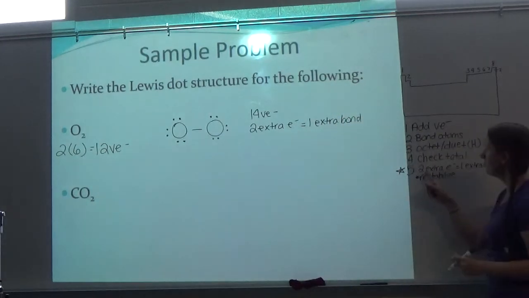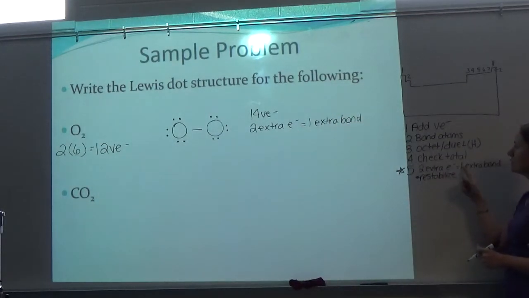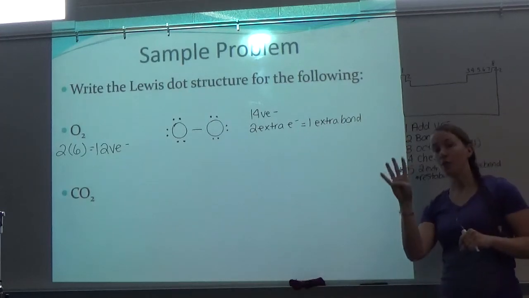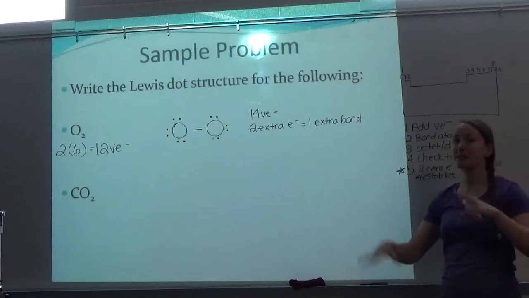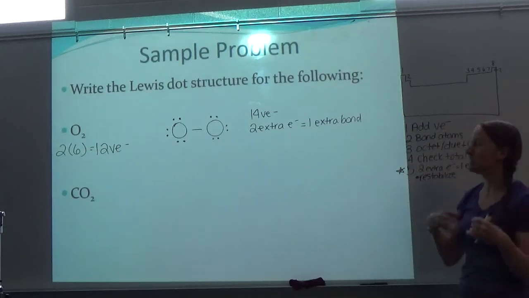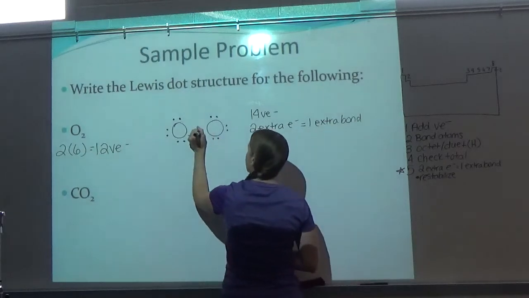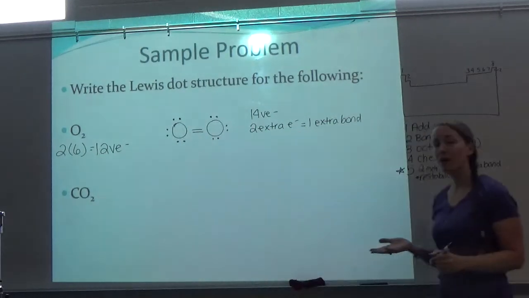Okay, because that's what step 5 tells me. For every 2 extra electrons, I need 1 extra bond. So 2 electrons means 1 more bond. 4 electrons means 2 more bonds. 6 electrons means 3 more bonds, and so forth. All right, so I'm going to put an extra bond in the middle. So see, now I have a double bond.